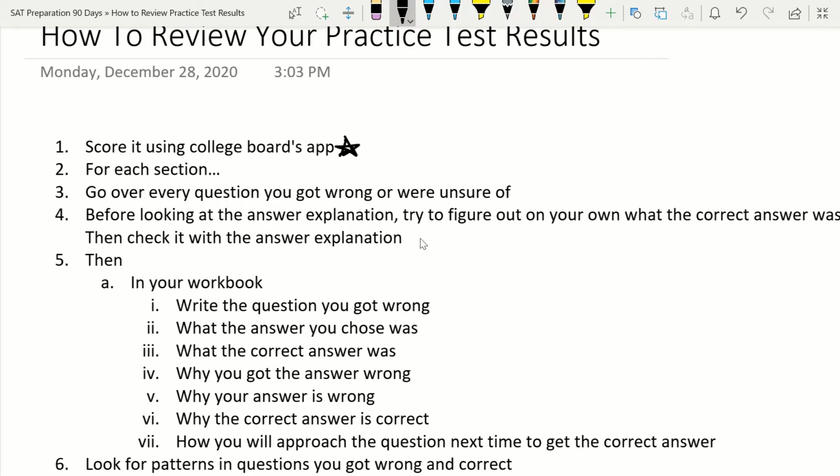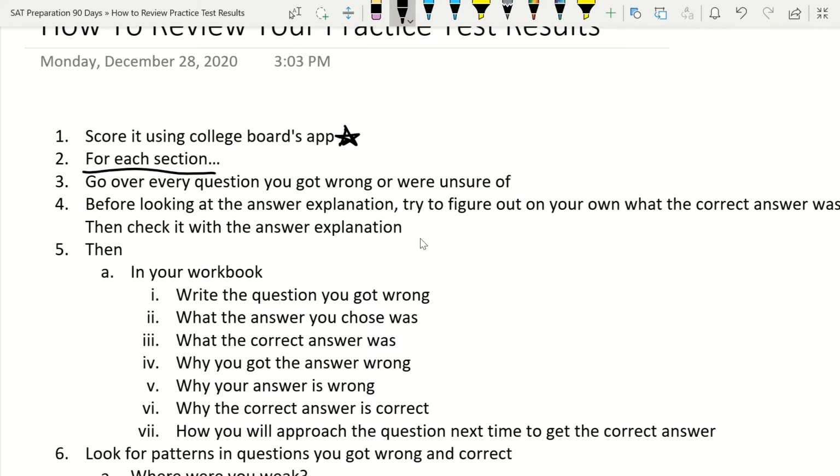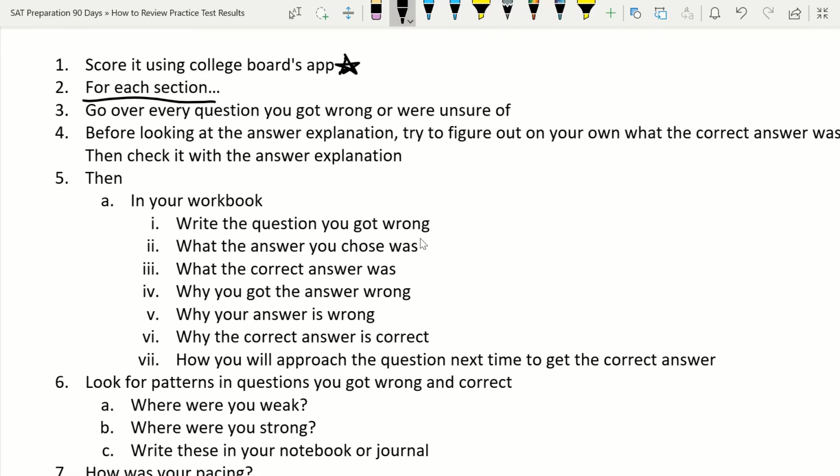So that's step 1. So step 2 is going to be for each section you're going to do the following, right? So the following 3 through 8 you're going to do for each section individually. So you're going to have one for the reading section, one for the writing and language section, one for the math no calculator section, and one for the math with calculator section. So for each section you're going to go over every question that you got wrong or were unsure of, right? So if there was a question that you got right but you had to guess, then you're going to want to basically do steps 4 through 8 for that as well. So any question that you got wrong or you were unsure of, you're going to go over.